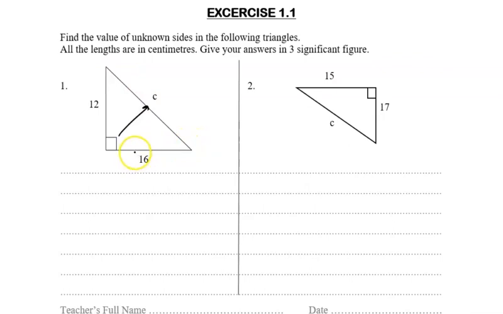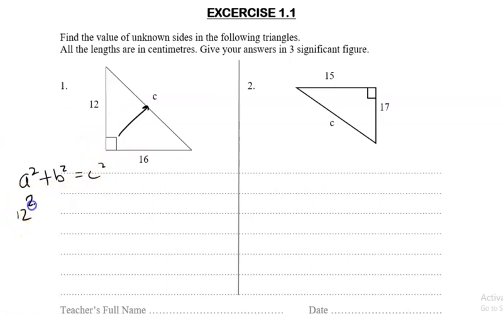Now the formula to work out a missing side in a right angle triangle: a squared plus b squared equals c squared. Now c squared will always be the hypotenuse, and a and b can be either one of the smaller sides.